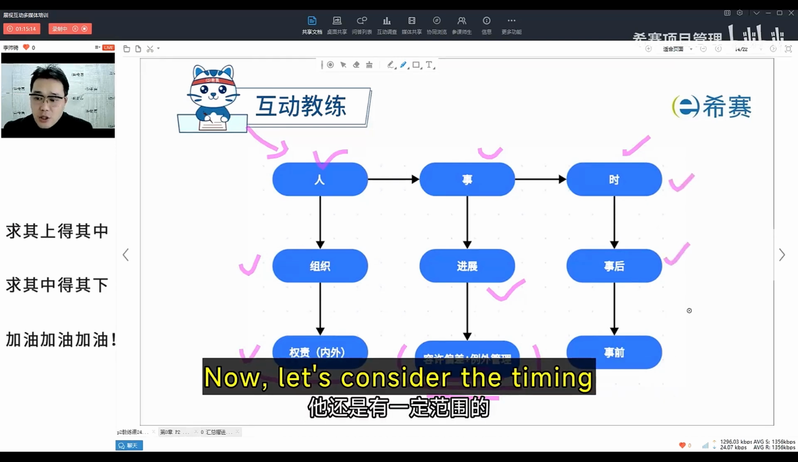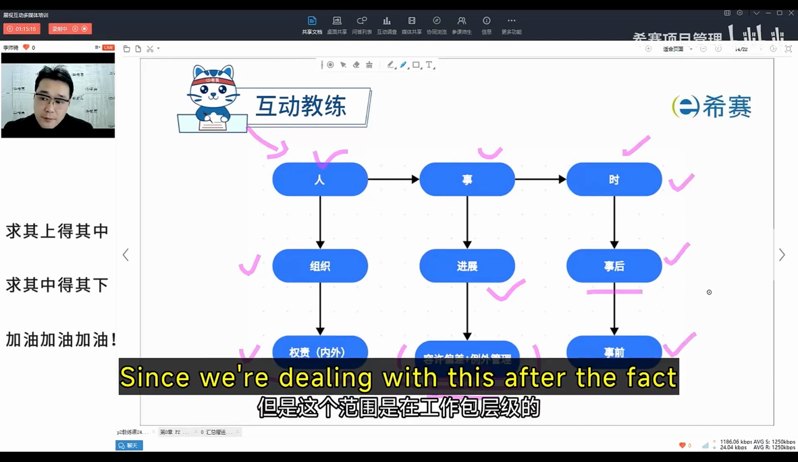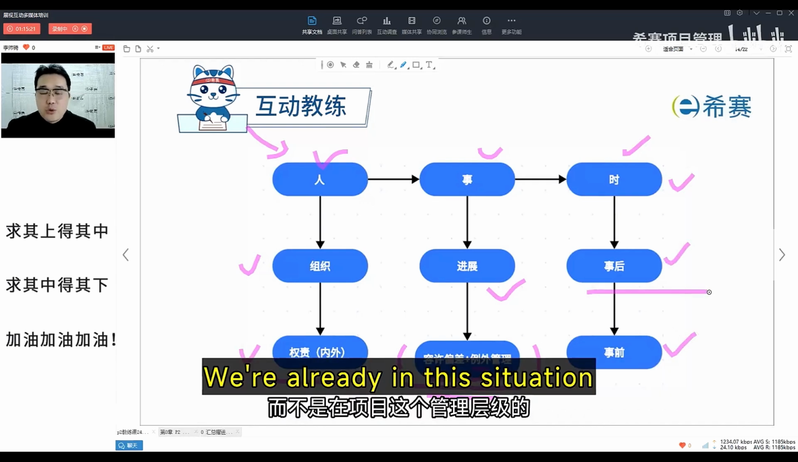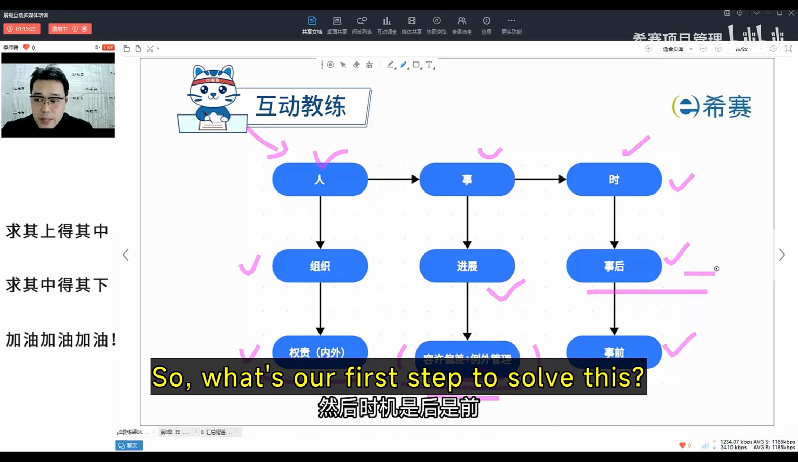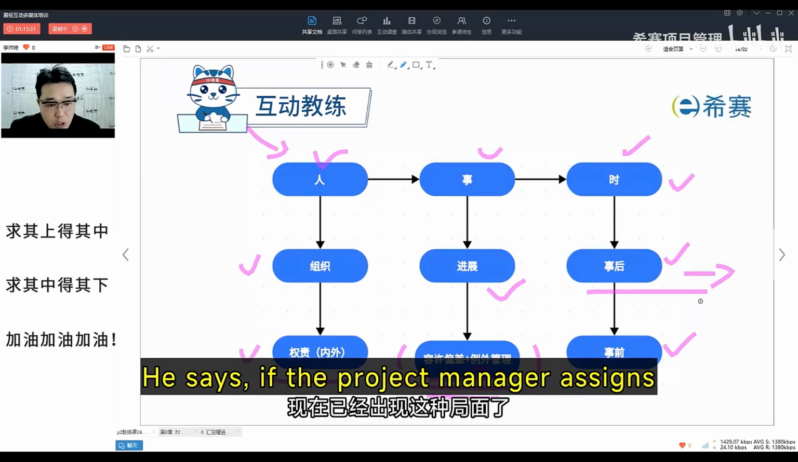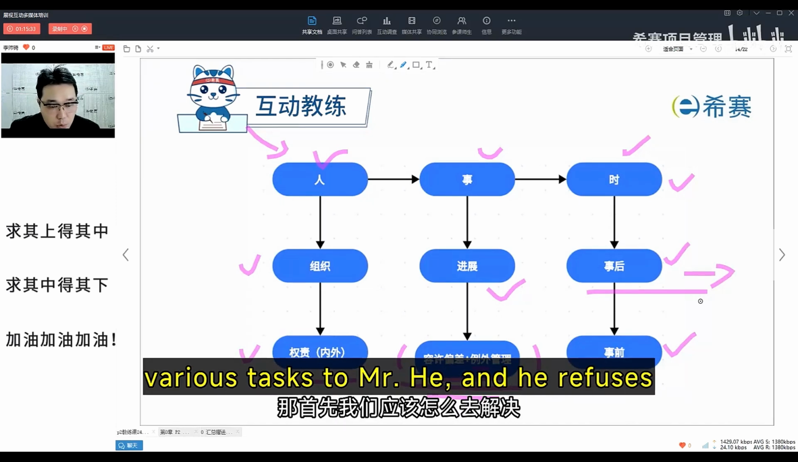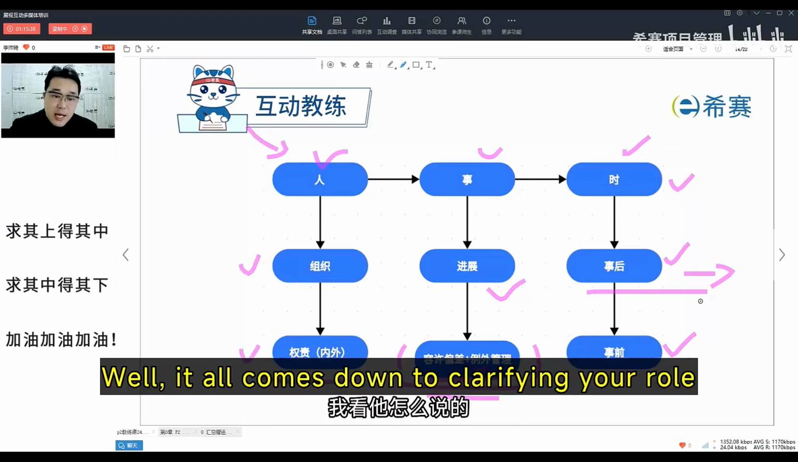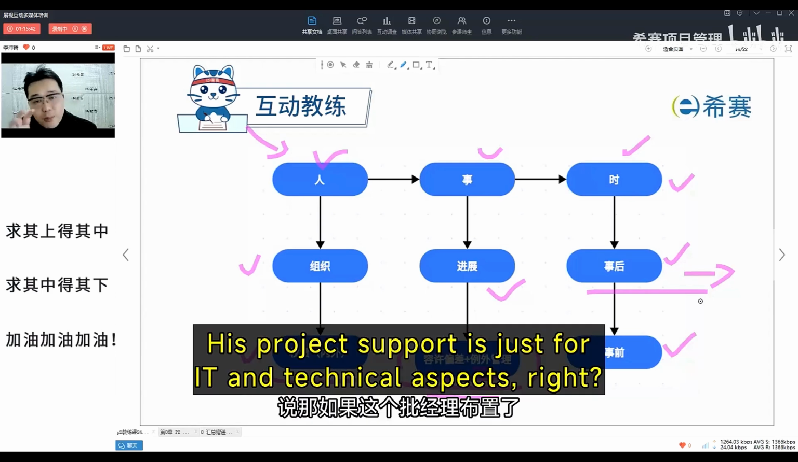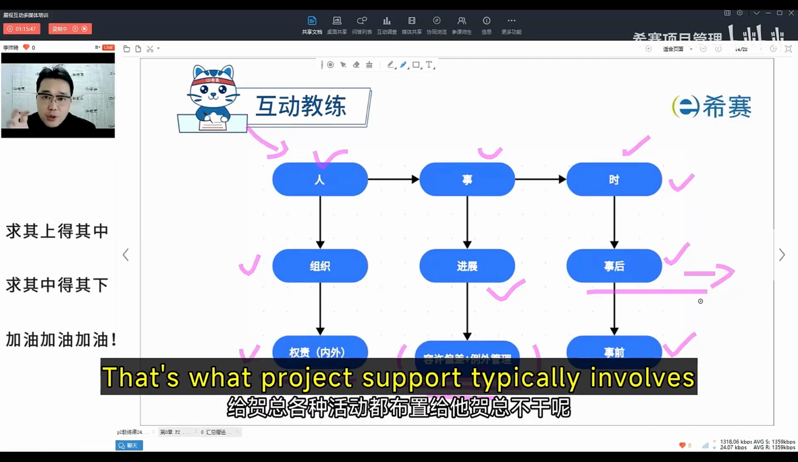Now, let's consider the timing. Since we're dealing with this after the fact, we're already in this situation. So, what's our first step to solve this? Let's hear his take on this. He says, if the project manager assigns various tasks to Mr. P and he refuses, well, it all comes down to clarifying your role. His project support is just for IT and technical aspects, right? That's what project support typically involves.